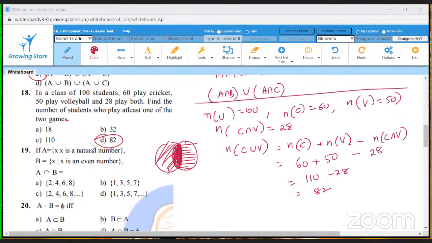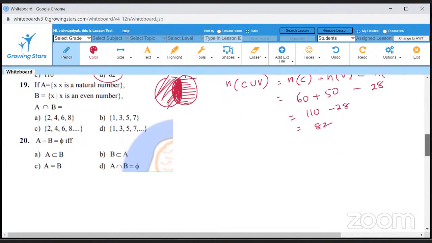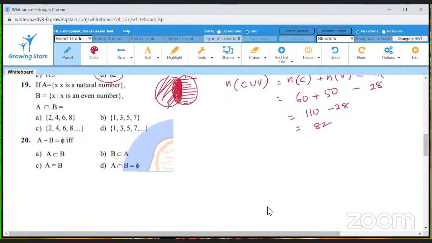No one got D as the answer. Correct answer, no one. Okay, you can try 19. Lohit, you got. Where? Yes. Lohit got. Sinchana got. Correct. It was on the top side. Next, 19.